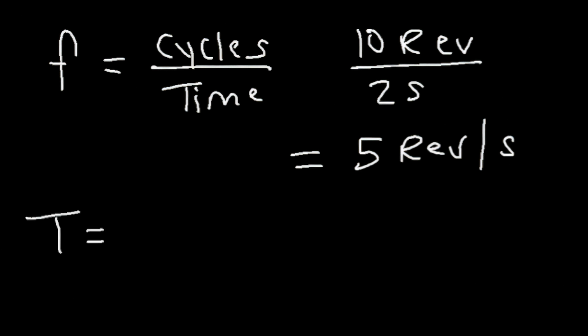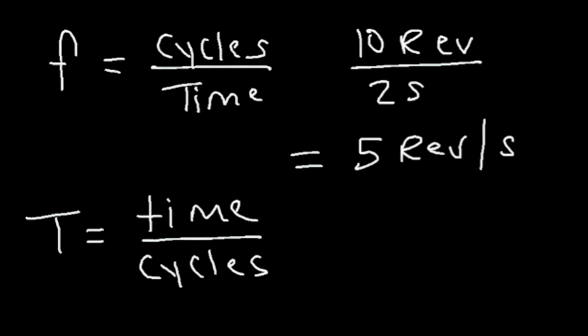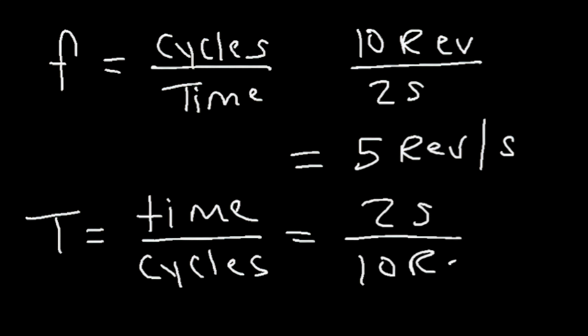The period is the reciprocal of the frequency. It's the time it takes to complete 1 revolution. So it's the time divided by the number of revolutions. In this case, the time is 2 seconds, and during that time 10 revolutions occur. So the period would be 1/5. Typically the period is just measured in seconds, but it's really seconds per revolution. It's the time it takes to make 1 revolution around a circle.